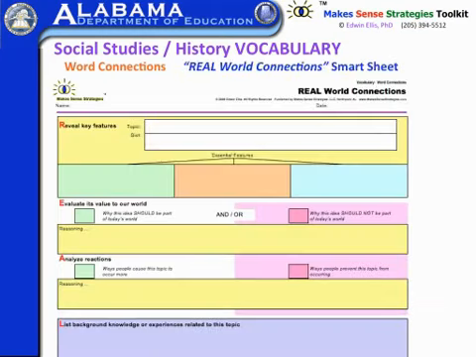Real-world connections. We're going to save this for the really important major terms. The way this works is we take a major concept such as civil disobedience, and students go through the steps of REAL. The R step of REAL stands for reveal the key features. So we take civil disobedience and note the gist of what that means, and then under that, what are the essential features? This is like main idea and details.